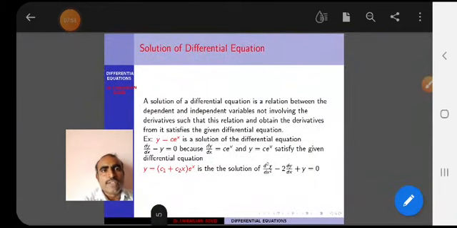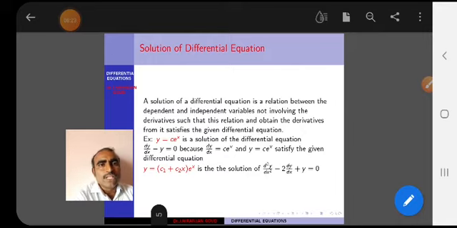Now, the solution of a differential equation. A solution of a differential equation is a relation between the dependent and independent variables, not involving the derivatives, such that this relation and the derivatives obtained from it satisfy the given differential equation. A solution of a differential equation is nothing but a relation between the dependent and independent variables which satisfies the given differential equation.